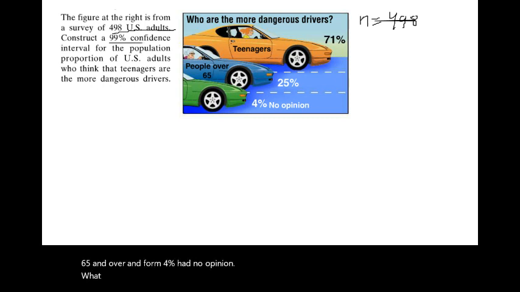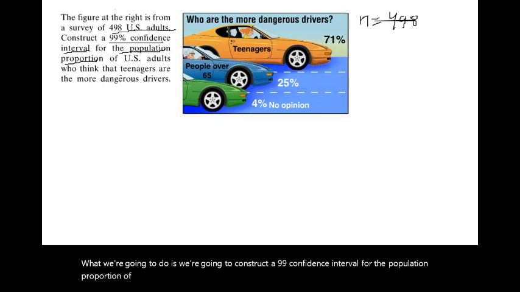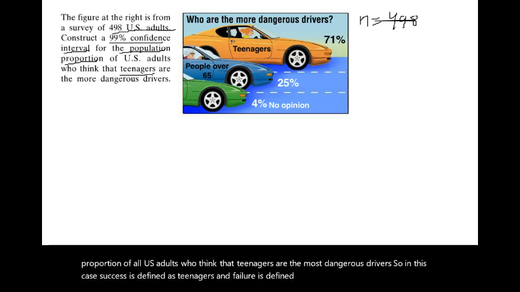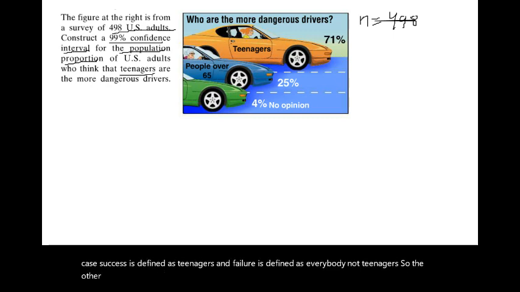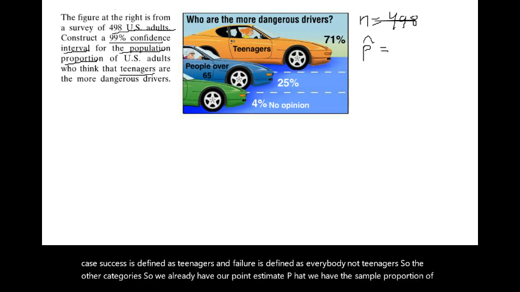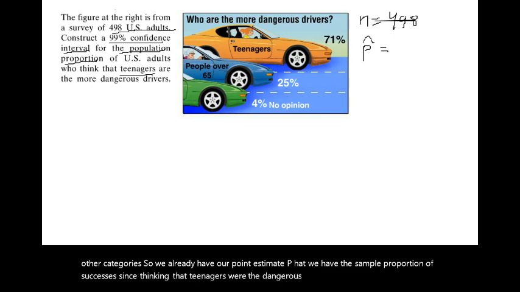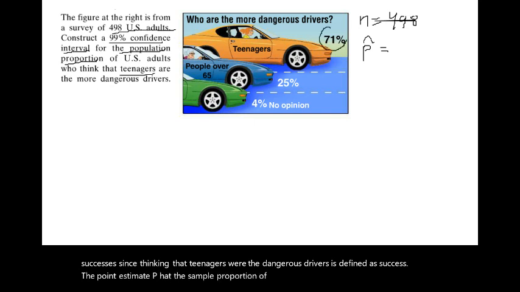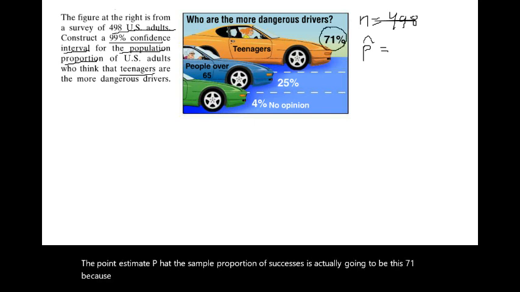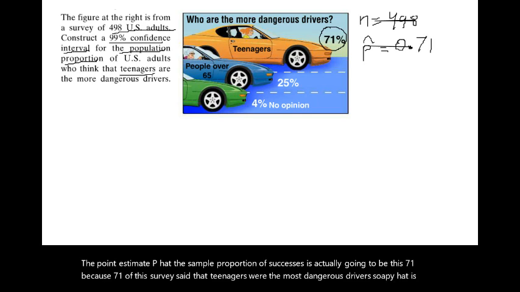What we're going to do is construct a 99% confidence interval for the population proportion of all US adults who think that teenagers are the most dangerous drivers. In this case, success is defined as teenagers and failure is defined as everybody not teenagers, so the other categories. We already have our point estimate p-hat, the sample proportion of successes. Since thinking that teenagers were the dangerous drivers is defined as success, p-hat is going to be this 71%, so p-hat is 0.71.